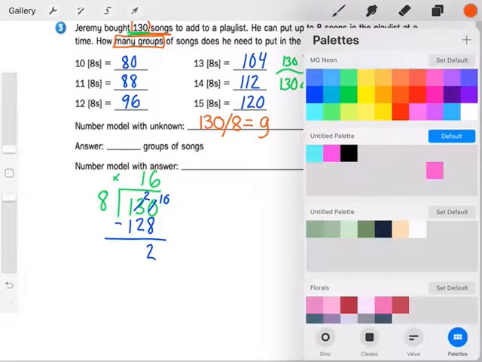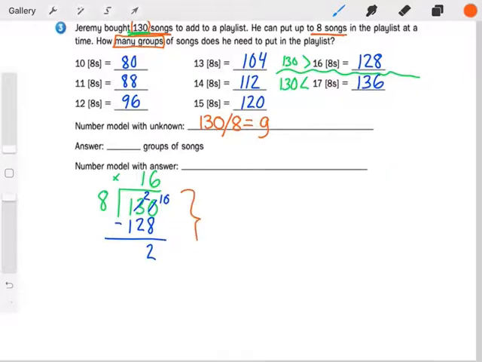So this shows me that 130 divided by 8 gives you 16 even groups. So 16 groups that have 8 songs in them, but we have 2 left over. That is what is remaining. We call that a remainder. 16 remainder 2.